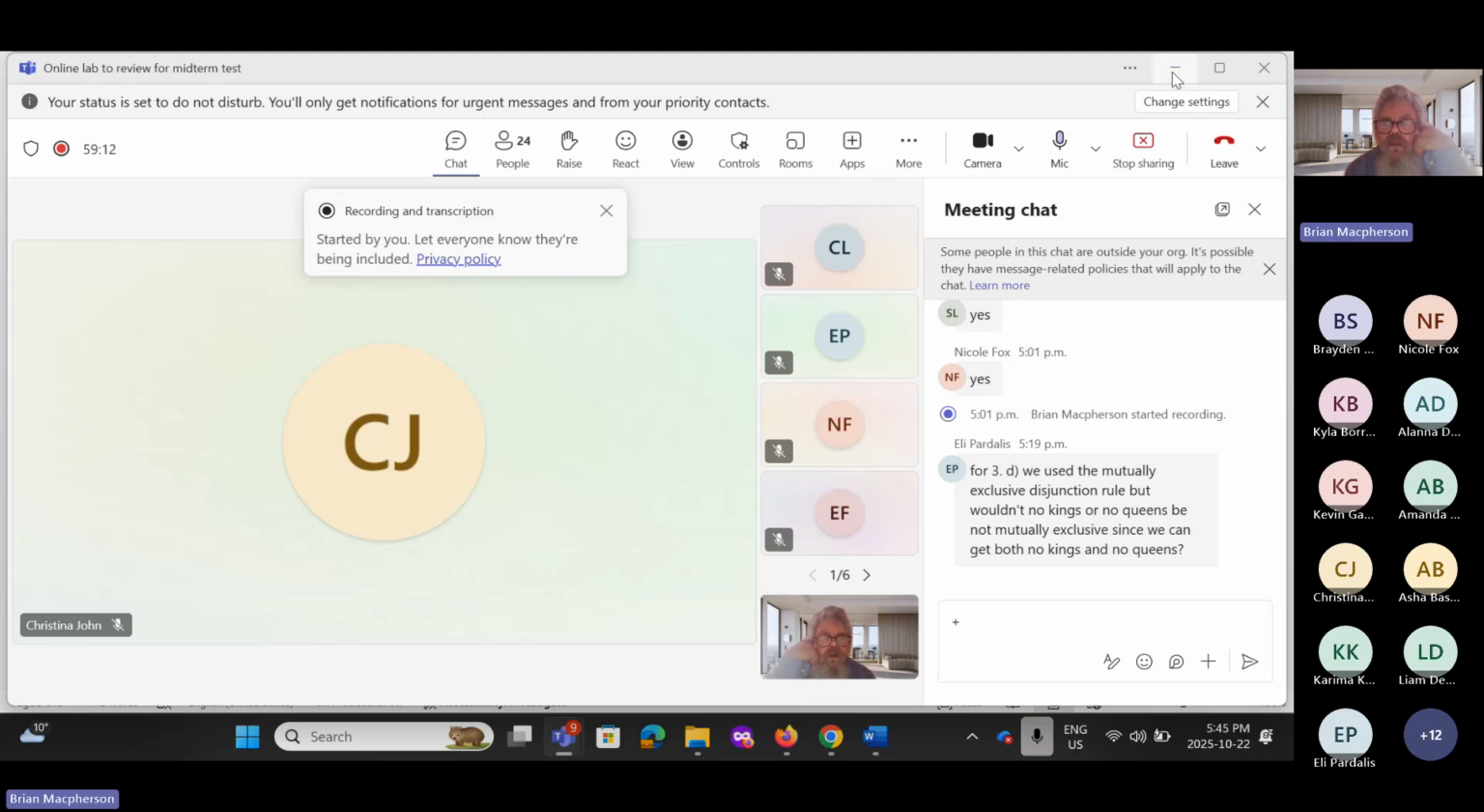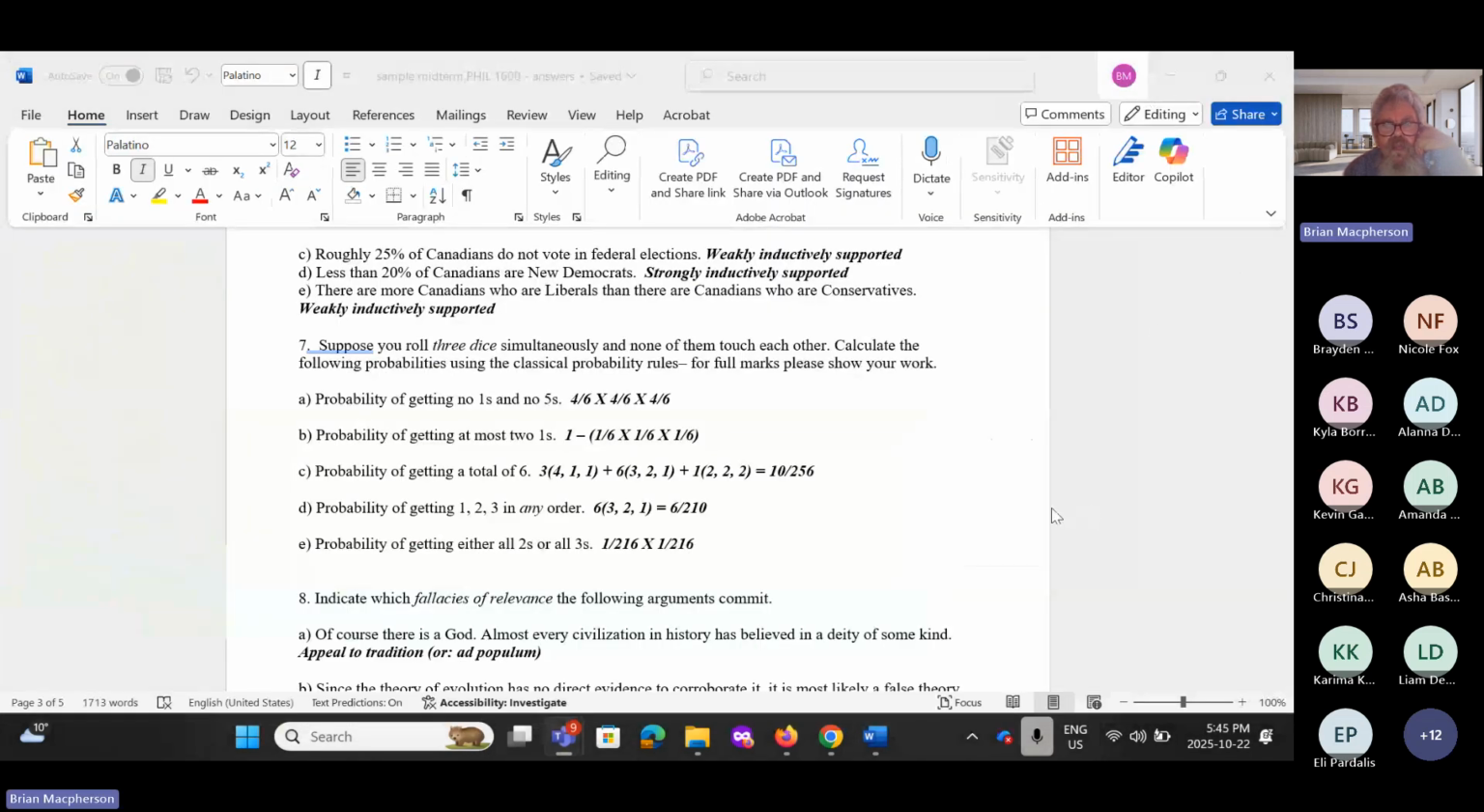Okay, that's great. All right. So the next thing I'm going to ask you to do is the probability stuff. That's what we just did in those little exercises, right? Suppose you roll 3 dice simultaneously and none of them touch each other, just to make sure that they're independent. Calculate the following probabilities using the probability rules.